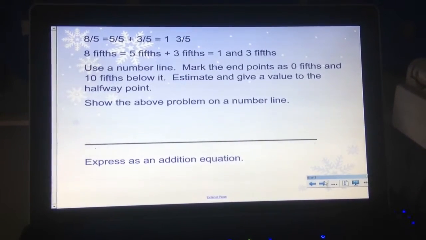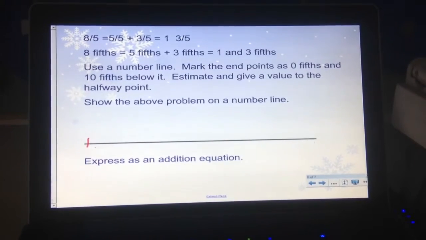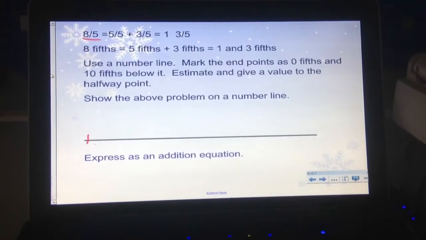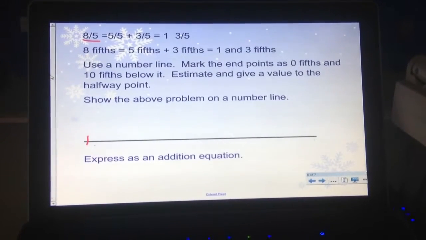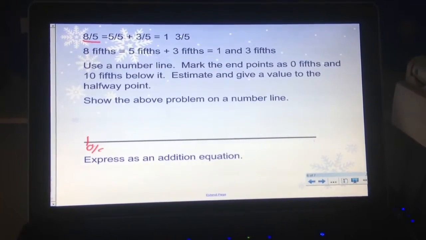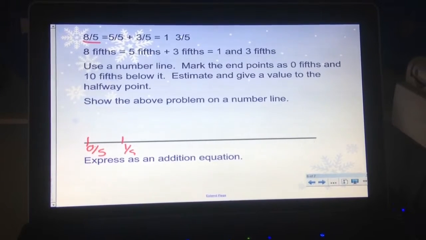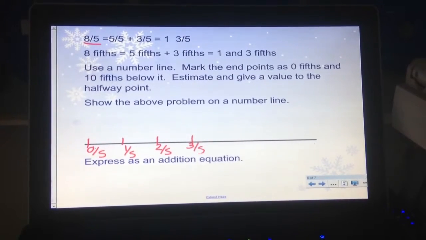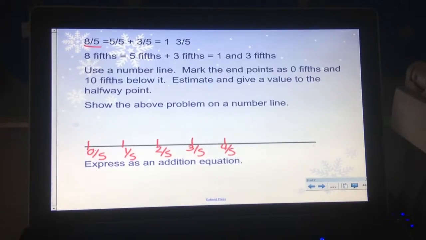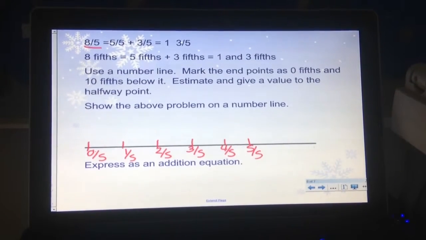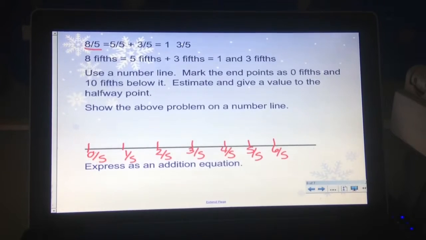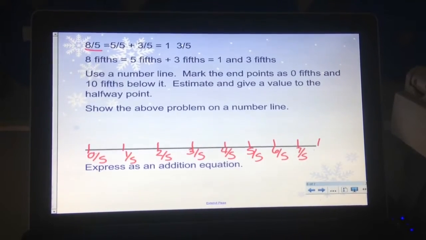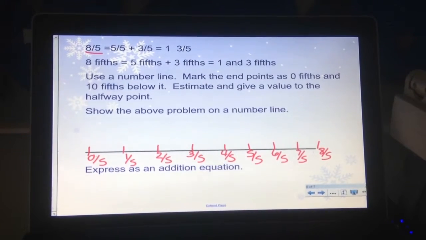So I have here fifths. And again, I want to end up with 8 of them. So I'm going to go past the whole number, which would be 5/5. So I start off with 0/5, 1/5, 2/5, 3/5, 4/5, 5/5, 6/5, 7/5, and 8/5.